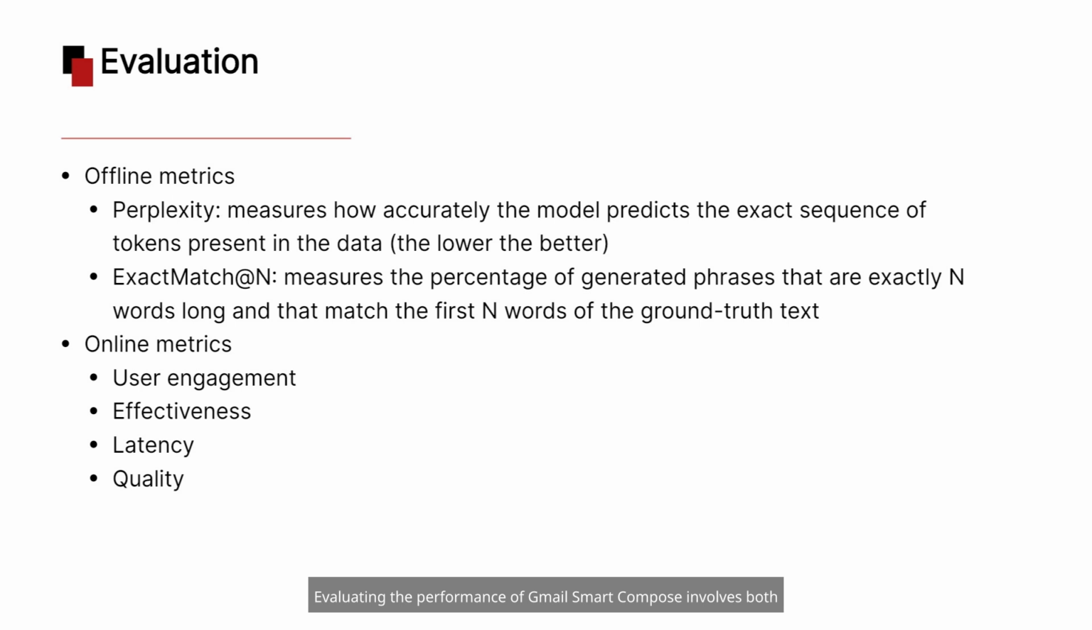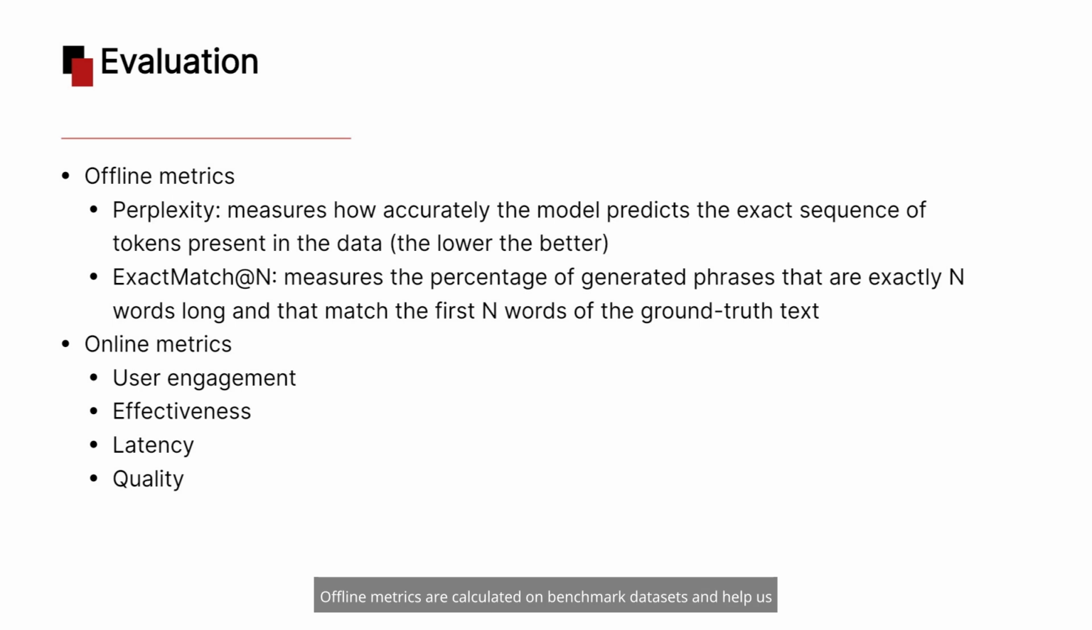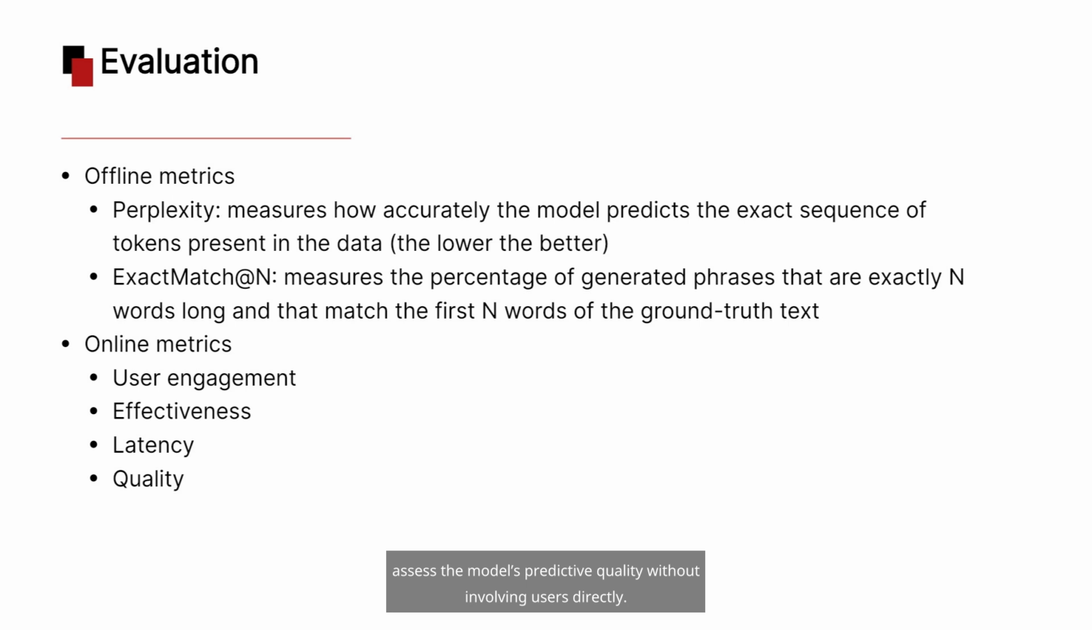Evaluating the performance of Gmail Smart Compose involves both offline and online metrics to ensure the model produces accurate, useful, and timely suggestions. Offline metrics are calculated on benchmark datasets and help us assess the model's predictive quality without involving users directly. Perplexity is a common metric for language models. It measures how well the model predicts the exact next tokens in sequences from the dataset. A lower perplexity indicates the model is better at predicting the true text, meaning it has learned language patterns effectively.